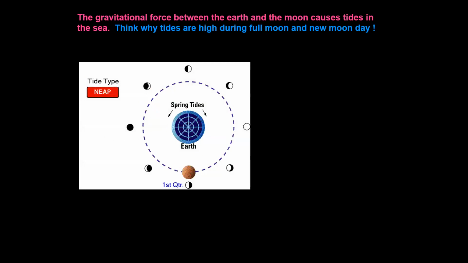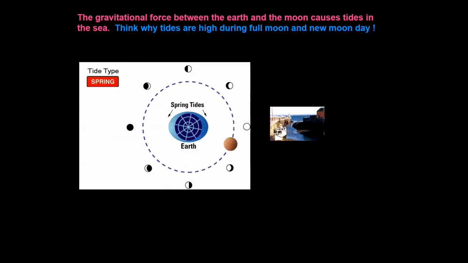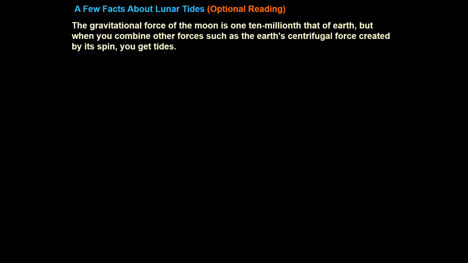Spring tides and neap tides. Two types. What are the two types? Spring and neap. See this picture. I've just brought some graphical representation of it. Let's see some picture representation. Now, the facts about lunar tides.